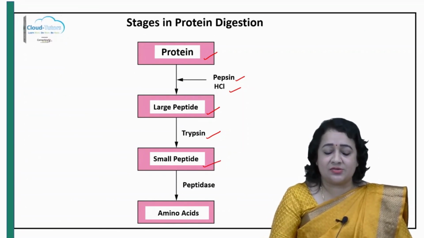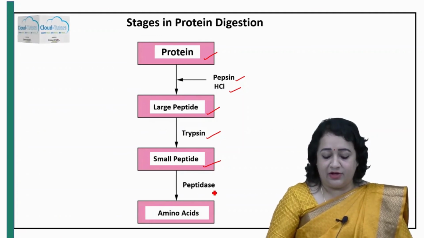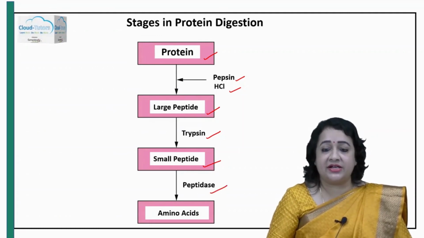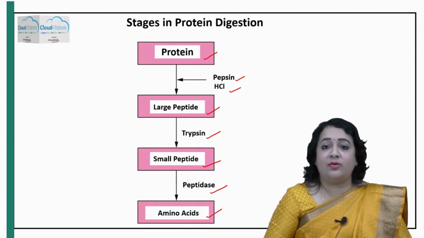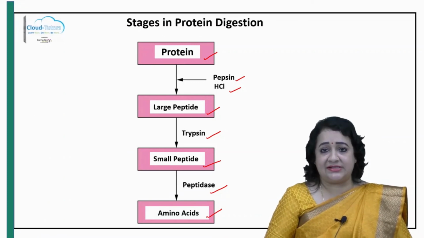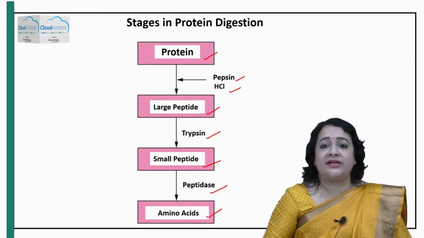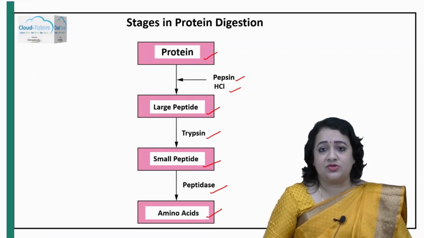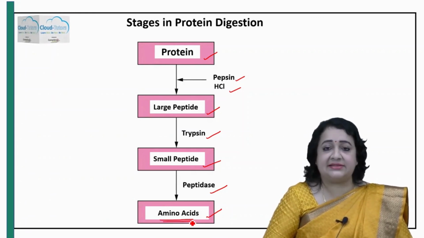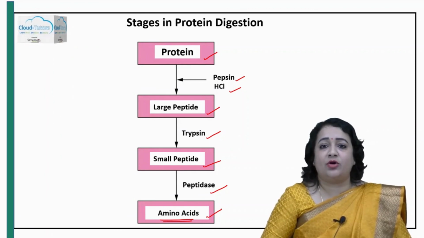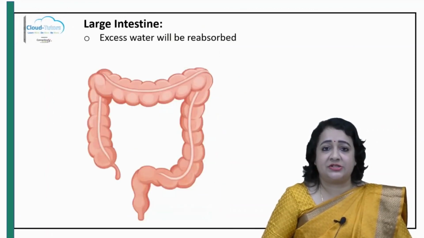Now these smaller peptides will be treated with peptidase during the digestion, and what will be formed? Amino acids. And we know that protein is made up of amino acids. So from the complex form it has reached a simpler form. The simple absorbable form is the amino acid. So these are the steps involved in protein digestion.